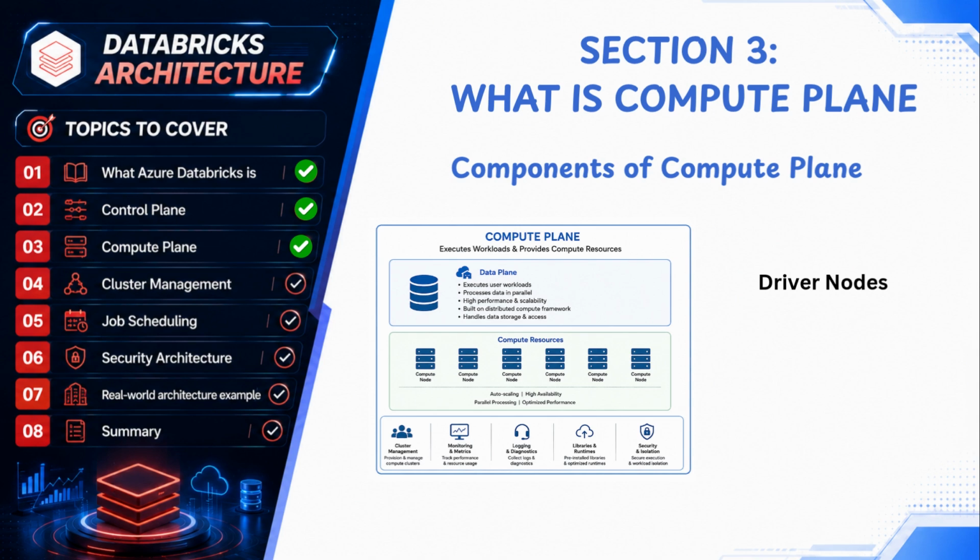The next component is the worker nodes. Worker nodes perform the actual computations. Tasks are distributed across workers. Each worker processes a portion of the data. Together, they execute Spark transformations and actions.